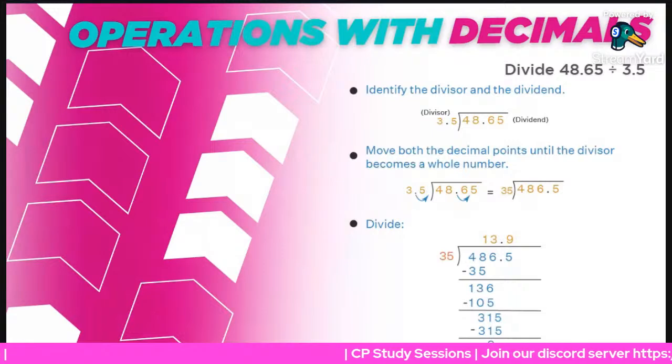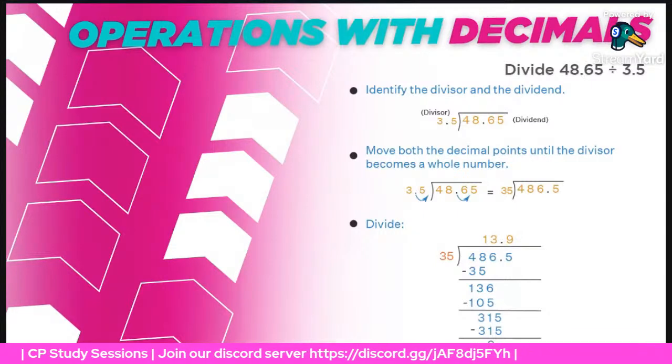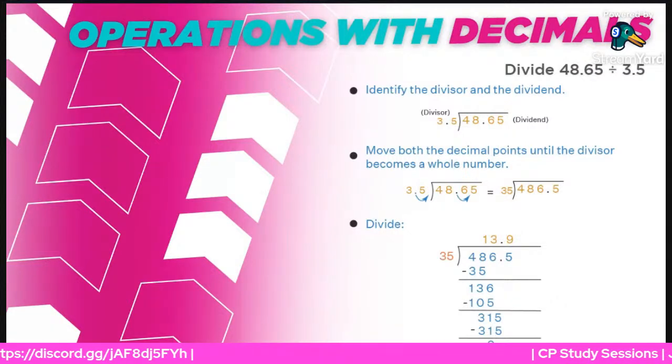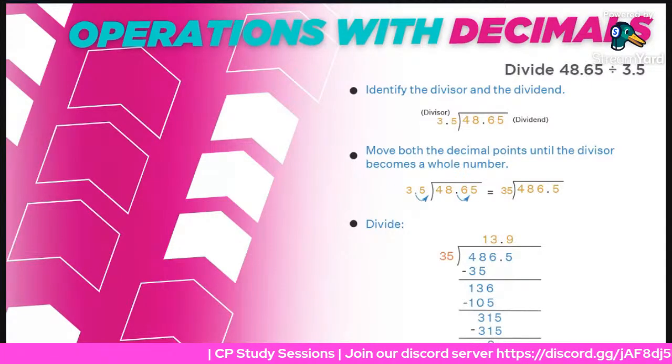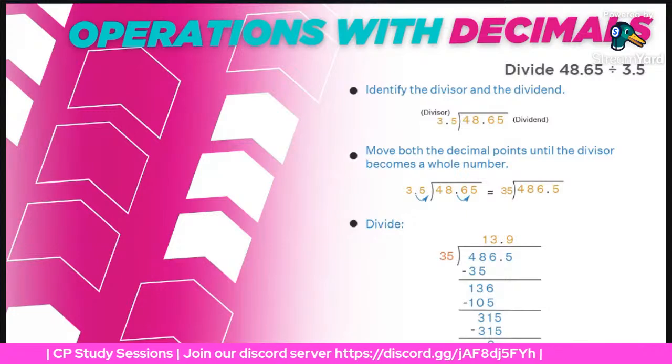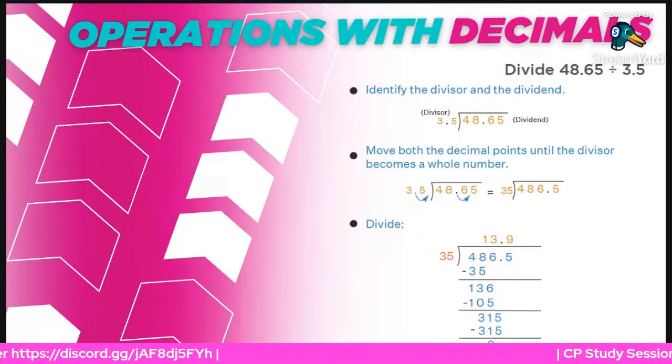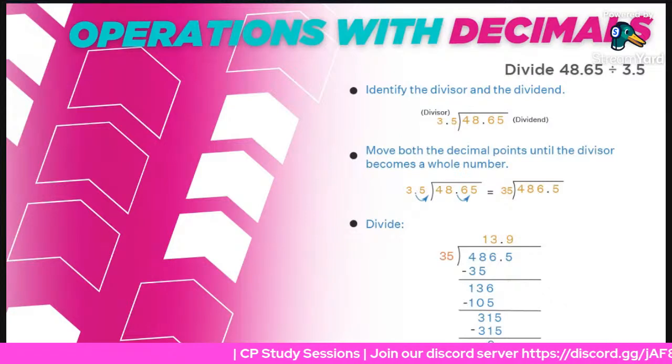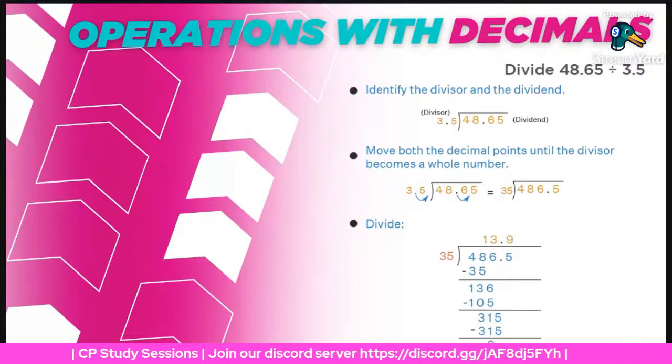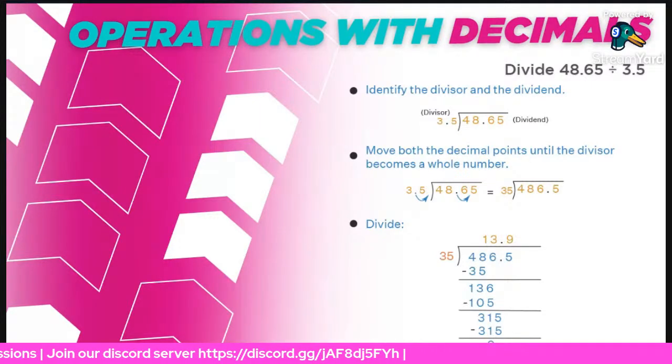So kung i-divide natin ang 48.65 by 3.5, makikita natin na ang divisor ay isang decimal. Meron siyang decimal. So, sabi nga kanina, dapat whole number ang ating divisor. Therefore, pwede nating i-move yung decimal point until the divisor becomes a whole number. So, hindi lang natin siya gagawin dun sa divisor, isasama din natin yung dividend. So, in this context, 3.5, magiging 35, isang move lang. So, ang 48.65, magiging 486.5 na siya.